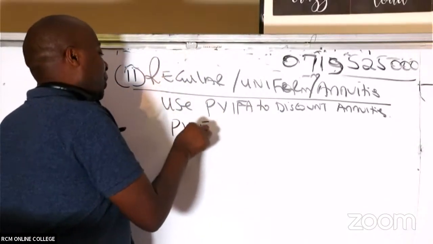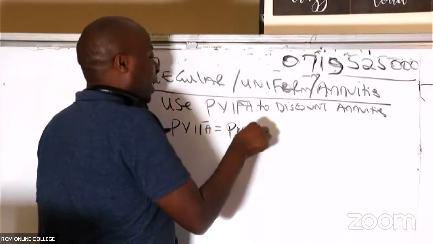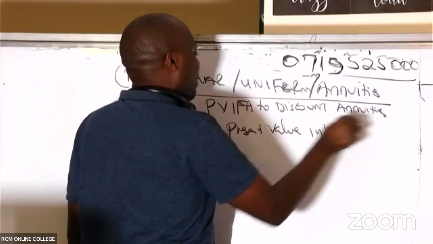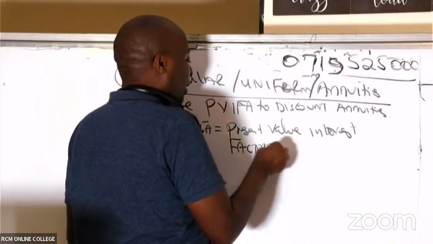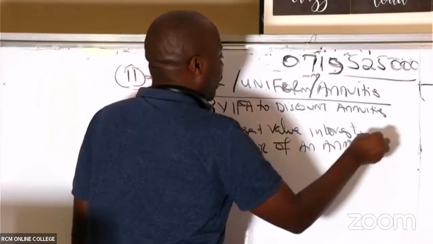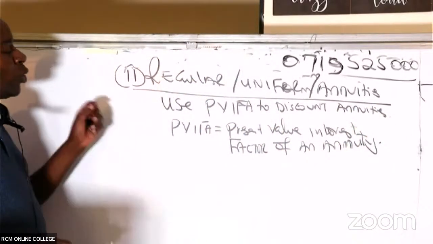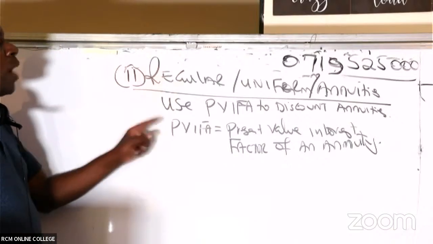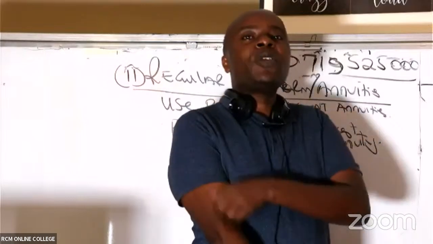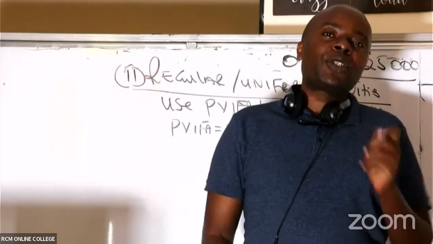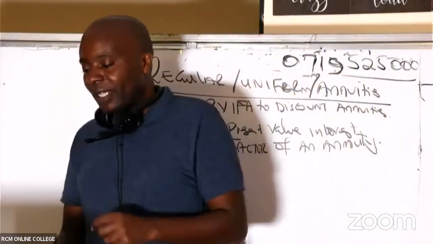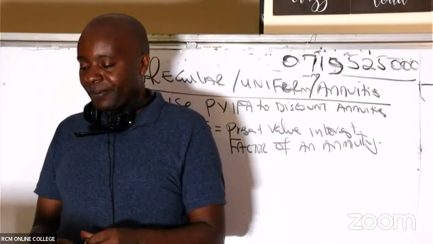And this PVFA is really a simple thing. It is the present value interest factor of an annuity. We normally use PVFA to discount regular cash flows. For example, this year you are getting 10, next year you're getting 10, the other year you're getting 10. That amounts to uniformity, or regularity.